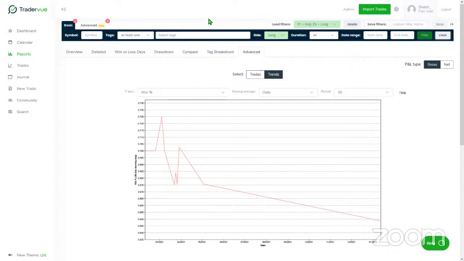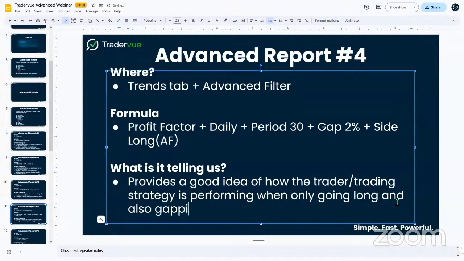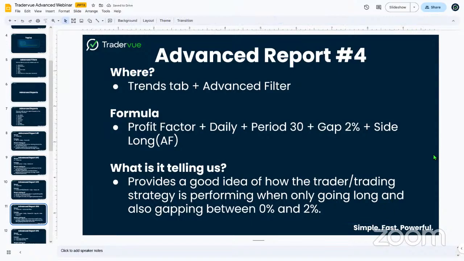So that is a combination between an advanced filter and an advanced report. So what it is telling us is it provides a good idea of how the trader or trading strategy is performing when only going long, and also gapping between 0 and 2%. I did miss that part there, but now it's there. So yeah, that's essentially advanced report number 4, a combination of advanced filter and advanced report.